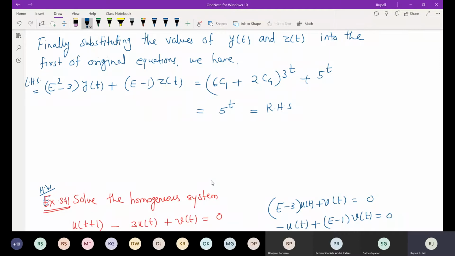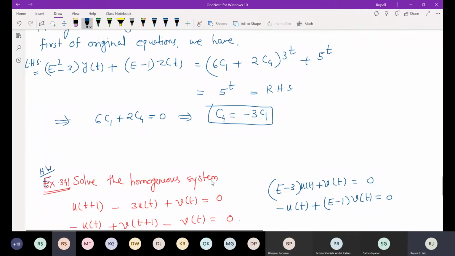But LHS is equal to RHS, so the 3 raised to t coefficient must be 0, right? This implies 6C1 plus 2 times C4 must be equal to 0. So this gives me another constant value. So C4 is equal to minus 3 times C1. Is that okay?